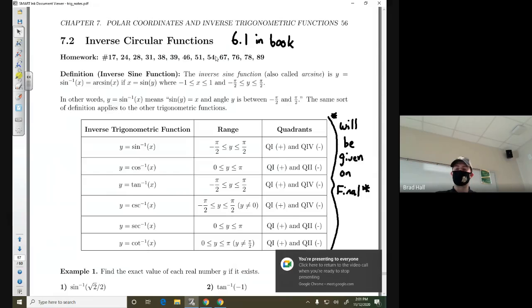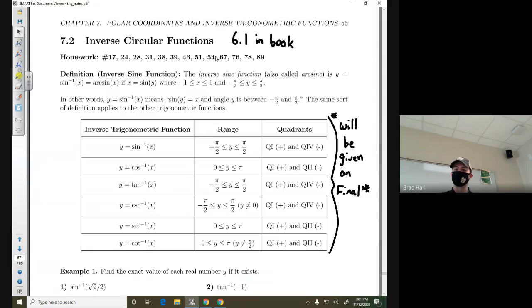So this is a section on inverse circular functions. Looking more in depth at the inverse trigonometric functions, which we have looked at before, we're going to look at evaluations of these inverse trig functions in particular and see how to do so.